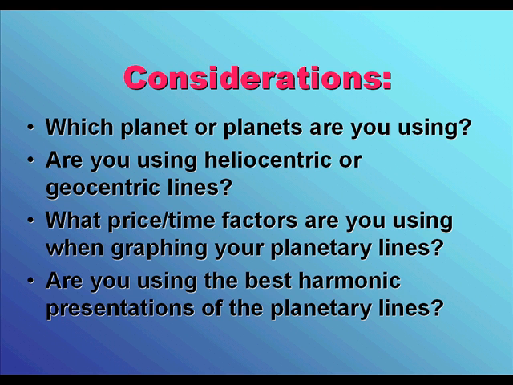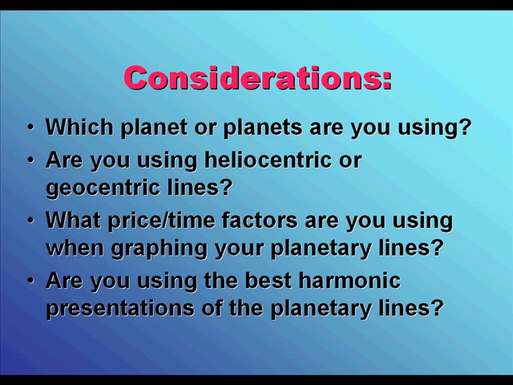And I think there are a couple of core considerations that we have to keep in mind. We can't go into all of these in depth in this brief video, but first there's the question of what planet or planets you are using to create the price lines with. Different planets create different lines, and that's one of the core principles at work here. The second consideration is, are we using heliocentric or geocentric lines? There are different times when either one may be appropriate and give us a different kind of picture with our trading perspectives. And then the third consideration is the price and time factors that we're using when we graph the planetary price lines on our trading charts.